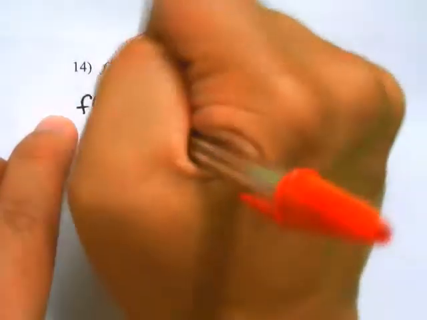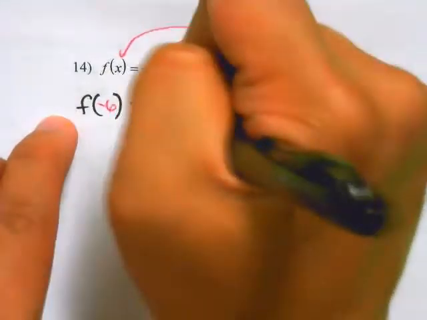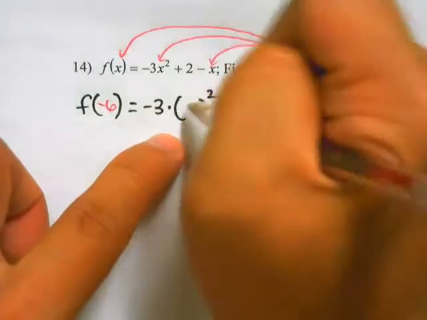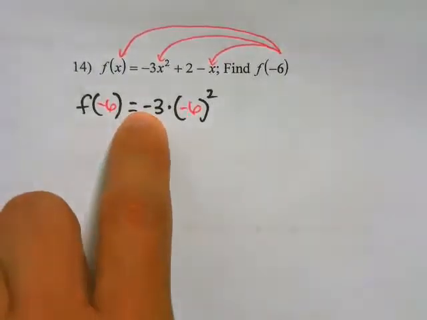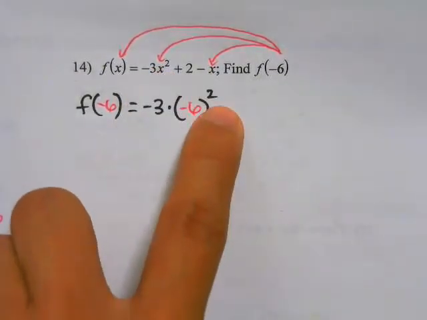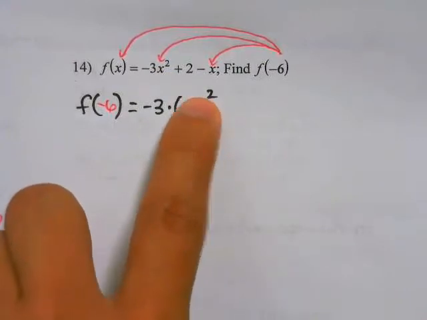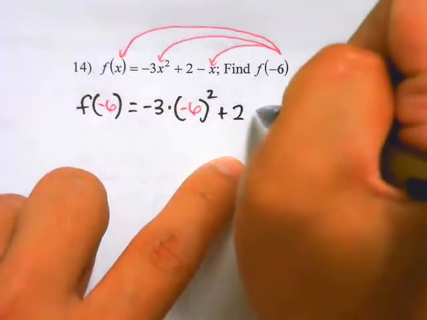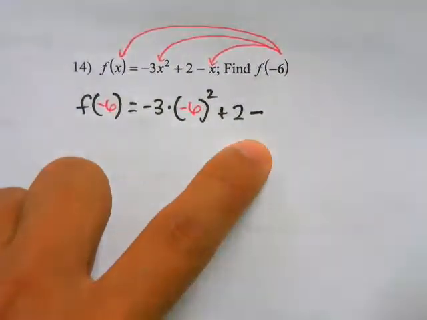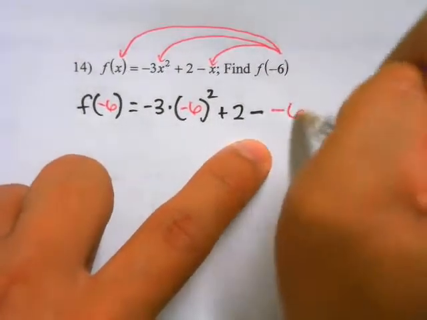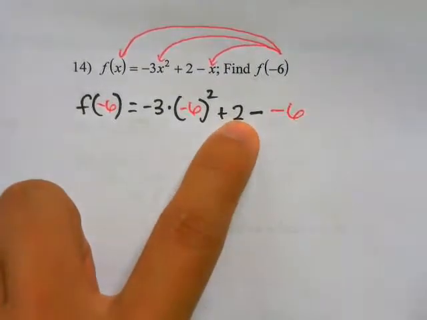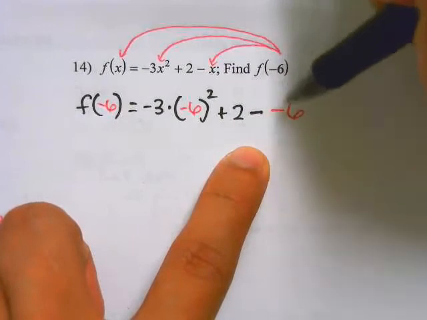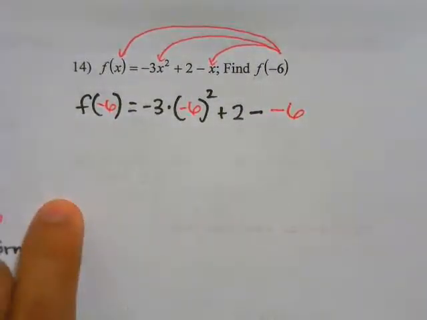Okay. So let's start. F of negative 6 equals negative 3 times parentheses negative 6 squared. And the reason I put parentheses over here is because we want this to do first, the negative 6 squared, plus 2, that doesn't change, minus negative 6. Hopefully you guys can see that, okay? So minus, and then what is x? Negative 6. So minus negative 6.